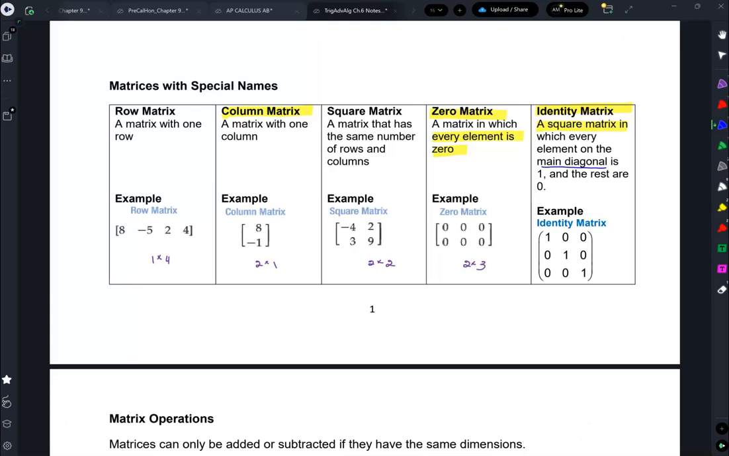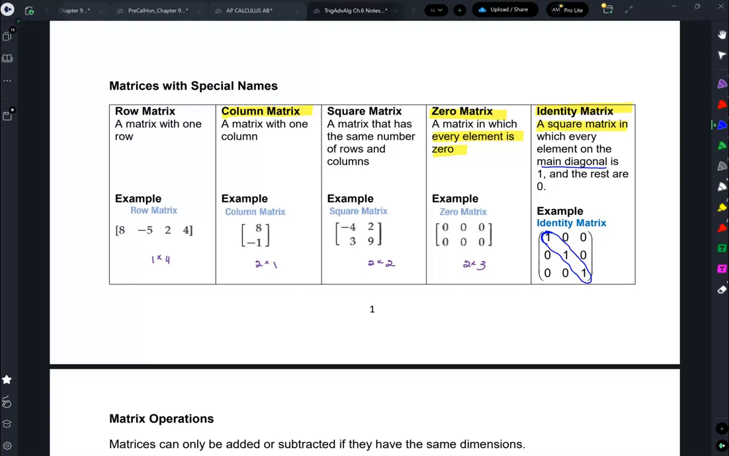Okay. An identity matrix is a square matrix in which every element on the main diagonal is 1. So let's just see where the main diagonal is. This is the first element here, right? 1, 1. If I take that diagonal, that is called the main diagonal. So in the identity matrix, every element on the main diagonal is 1, everything else is zeros. Right? That's an identity matrix. Okay, it could be a 3 by 3, it could be a 7 by 7, whatever. All right, questions so far?